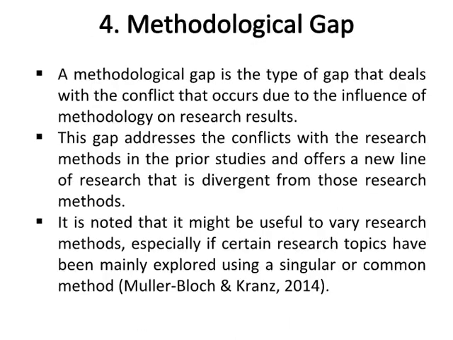Number 4 is methodological gap. A methodological gap is the type of gap that deals with the conflict that occurs due to the influence of methodology on research results. This gap addresses the conflicts with the research methods in the prior studies and offers a new line of research that is divergent from those research methods.